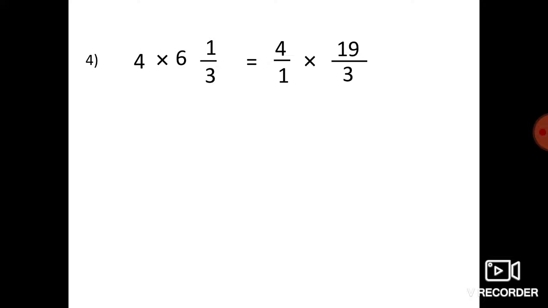So we just multiply all the numbers: 4 into 19 by 1 into 3. 4 into 19 is 76 by 3. No common number between these two numbers, so we write the answer itself.